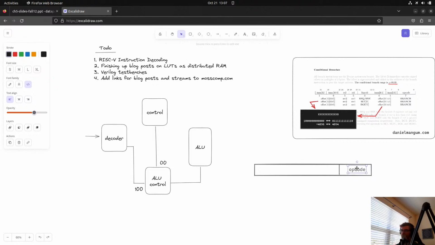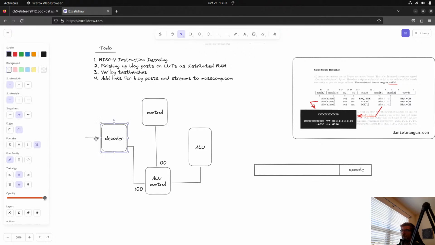And we'll go back to the fun Excalidraw font here. We have our opcode, and we're going to take our 5 bits from the opcode and bring them into the decoder. Well, let's see. Hold on one sec. We have our decoder, which is the control unit really is our decoder.